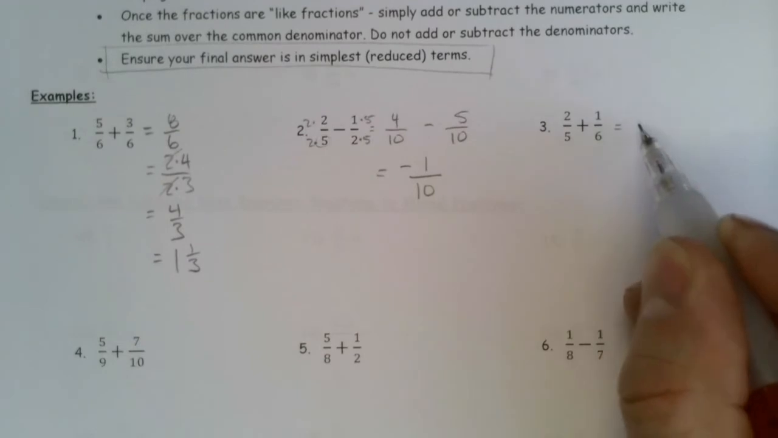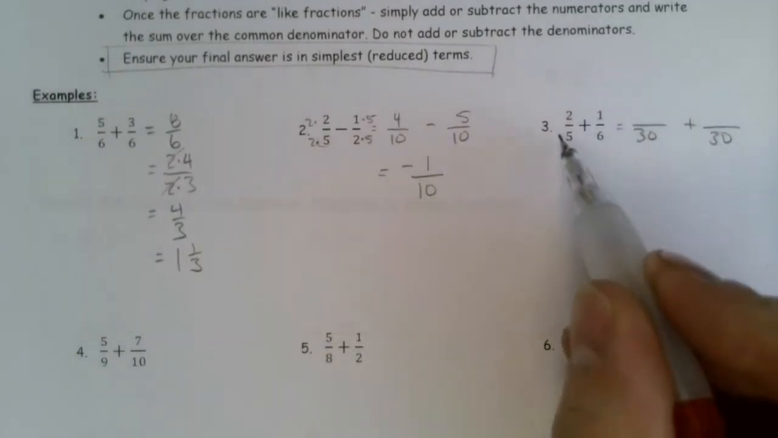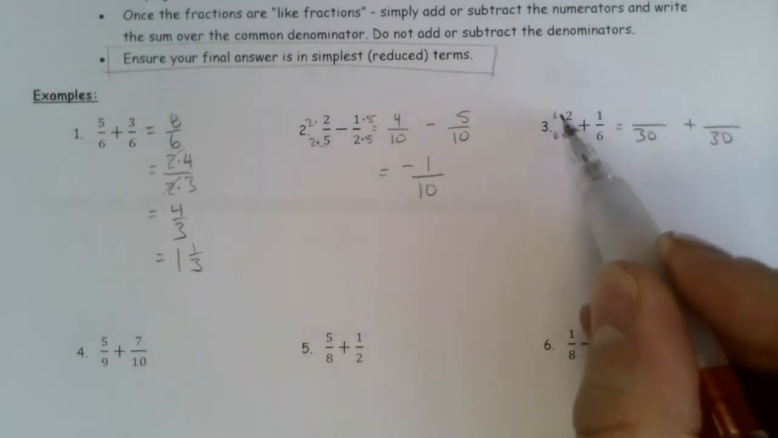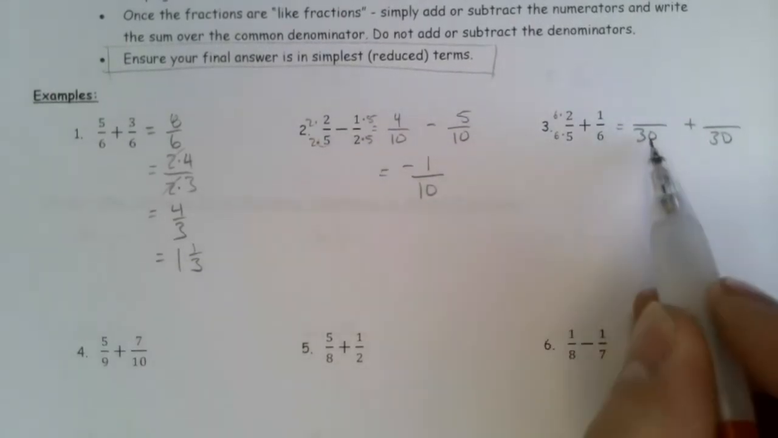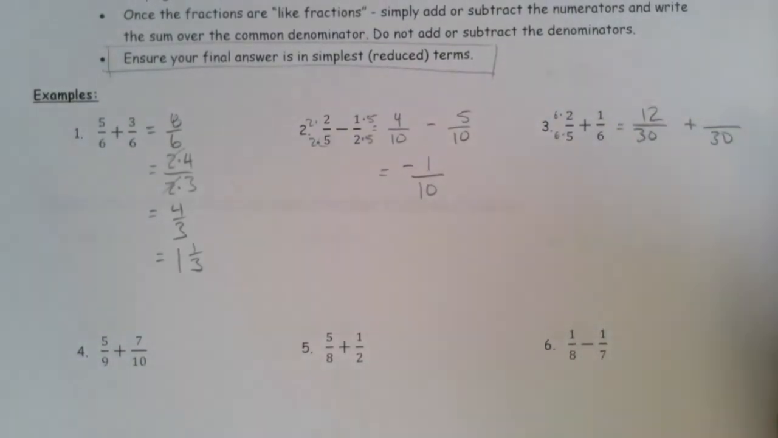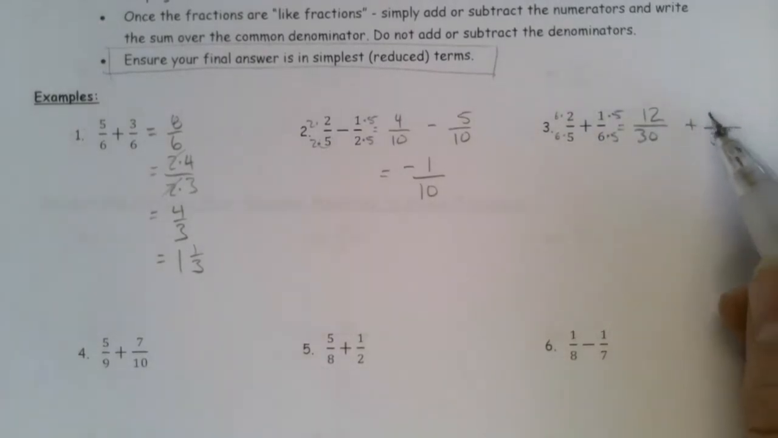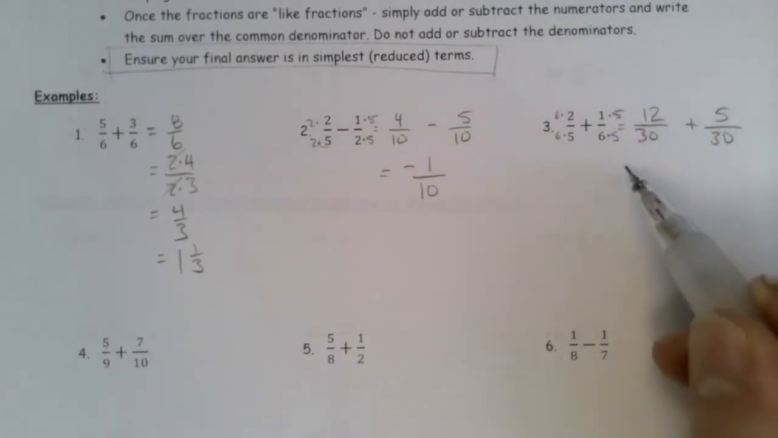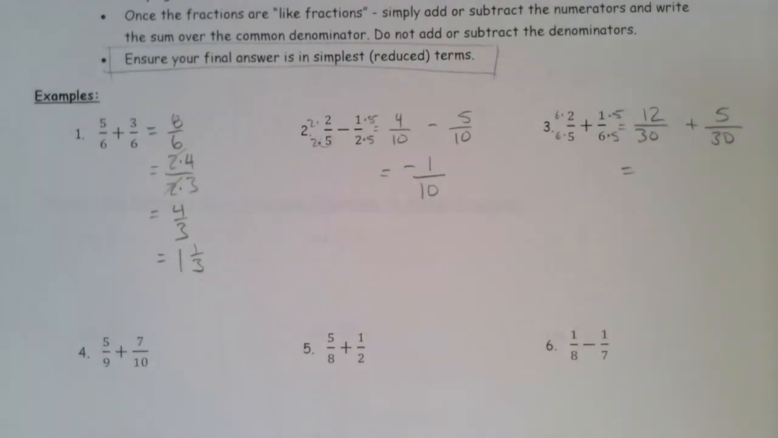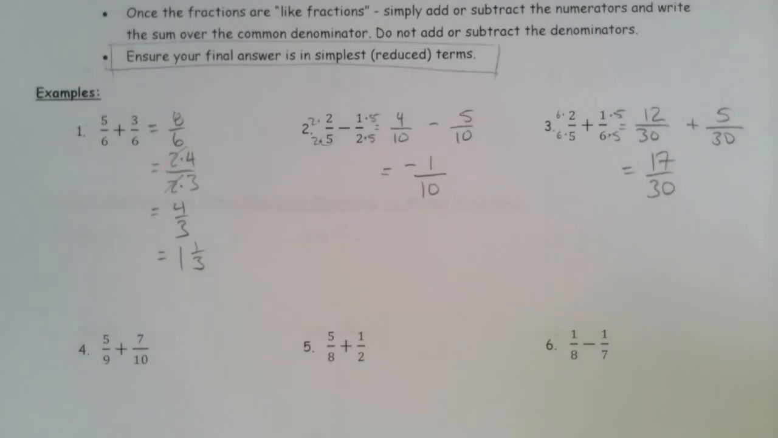So 30 works. So I'm going to turn both of these into fractions out of 30. So I have to multiply numerator and denominator here by 6. So 6 times 5 is 30. 6 times 2 is 12. Just got to do the same thing, numerator and denominator. And over here I multiply by 5, multiply by 5. And 5 times 1 is just going to be 5. So here we go. Now I've got the same thing. 12 30ths plus 5 30ths is 17 30ths.